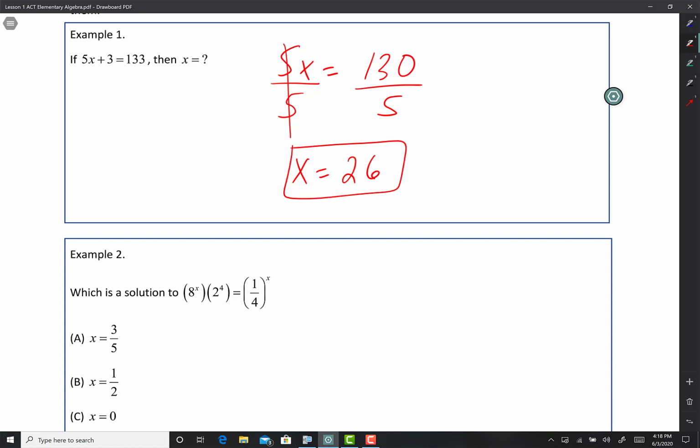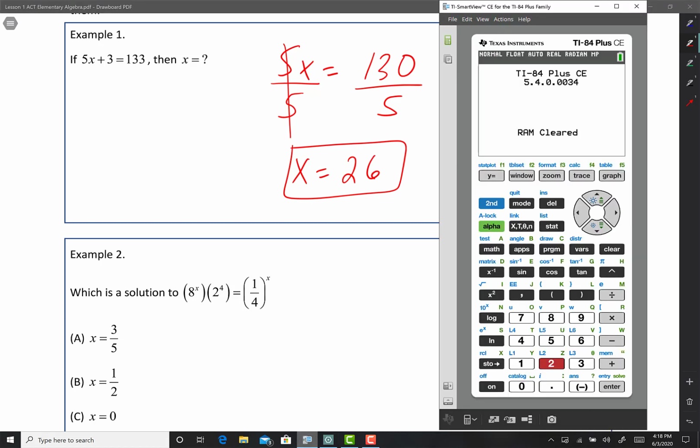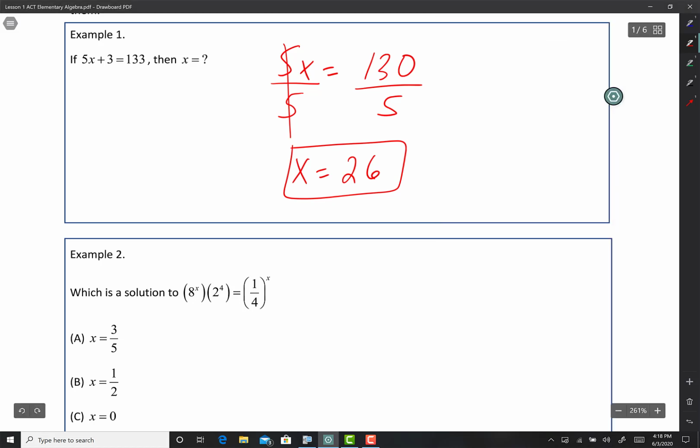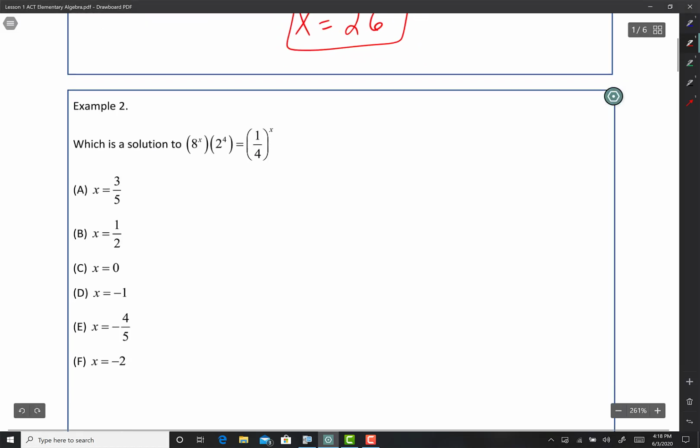Now, you know, if you wanted to use a calculator, then that's fine. You can just go 130 divided by 5, and you'll get your answer, 26. But I don't think you necessarily need it. Not necessarily, not all the time.